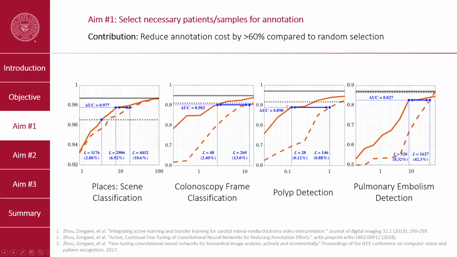Our previous study has confirmed this hypothesis. Here, the solid line is active selection, and the dashed line is random selection. We concluded that by using our active learning method, the annotation cost can be reduced by more than 60% compared with random selection.